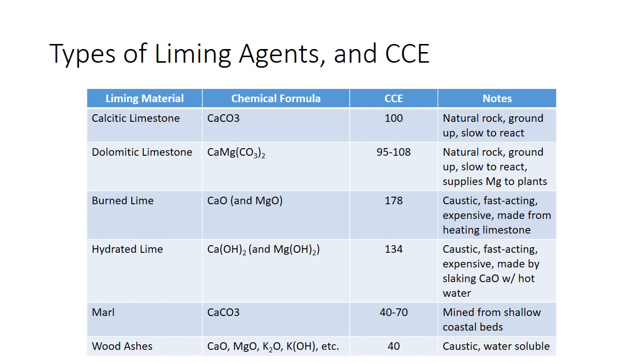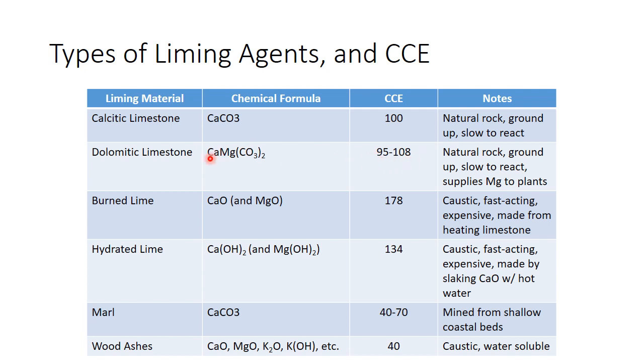And so calcitic limestone, relative to itself, is 100% effective. Dolomitic limestone is very similar to calcitic limestone. The one difference is that it has magnesium present instead of only calcium. And so basically within a small standard error, it's pretty much the same effectiveness as calcitic limestone. So 95 to 108 CCE.